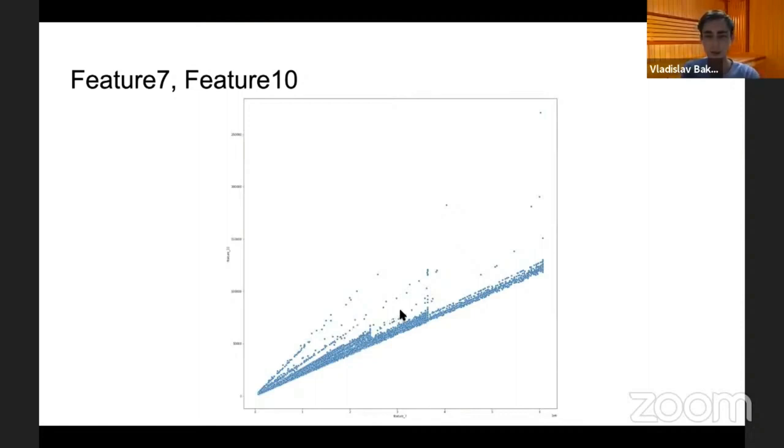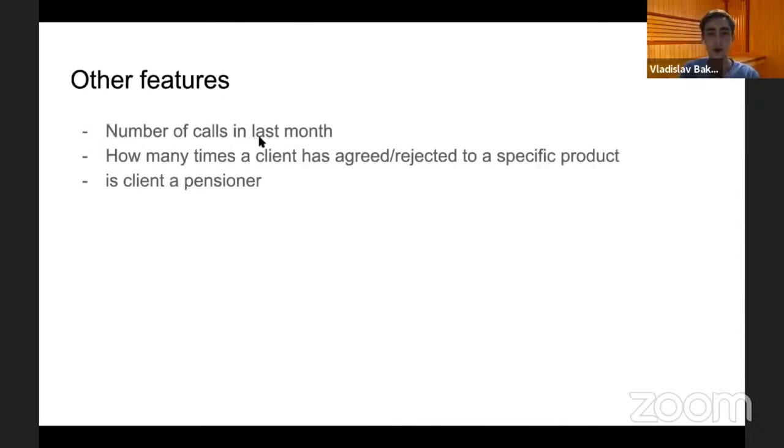Other features are the number of calls in the last month, how many times a client has agreed to and rejected a specific product. For example, the bank previously already gave some proposals to the user, and we use this information to predict whether a new call will be successful or not. And is the client a pensioner? I don't think that it is a useful feature, but it is a funny one, I think.